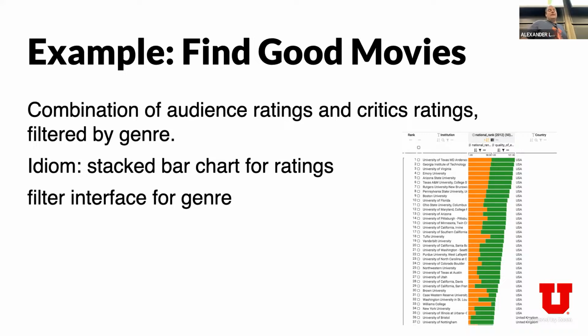So if I had this find good movies task, I could do something like we talked about when we talked about ranking, right? For example, I might have decided a combination of audience ratings and critics ratings is what I want, because I don't just want to see movies that critics love but the audience hated. But I also don't want to ignore critics, right? They help me filter out something. So I could do some combination of them. To do that, I could have a stacked bar chart for rating, and I could have a filter interface for genres. And that would help me solve that problem here.